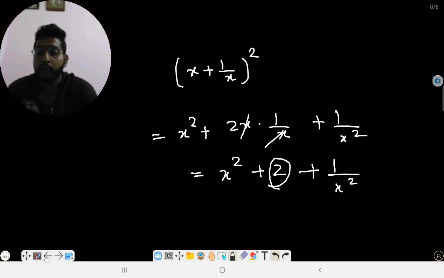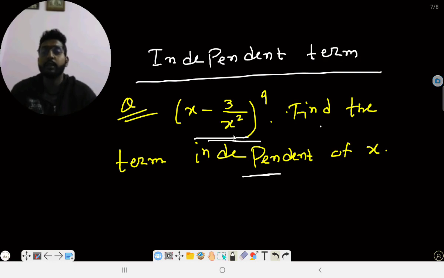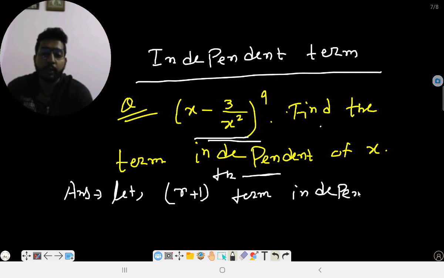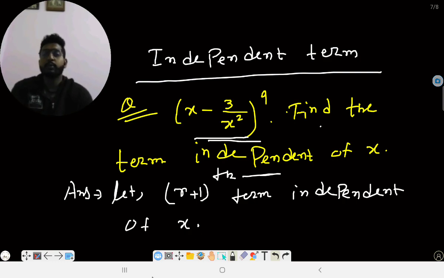So here also, if I expand (x minus 3 by x square) whole to the power 9, there will be a term which is independent of x. Now we have to find which term is independent of x. What we need to do is that we will not do the expansion here. First we will let the (r plus 1)th term be independent of x. So you can see the (r plus 1)th term is independent of x. Now we will find T(r plus 1).